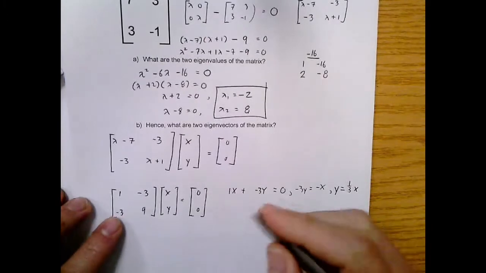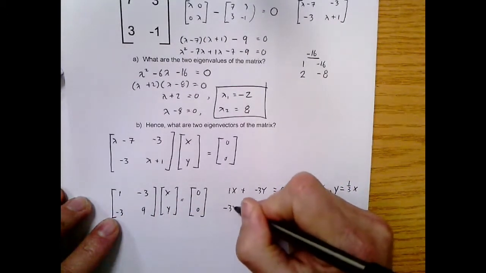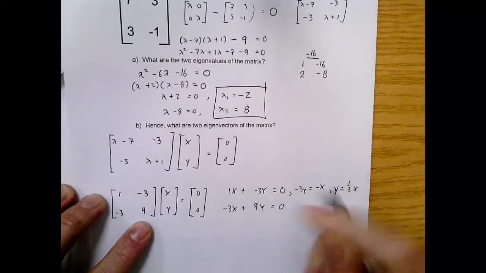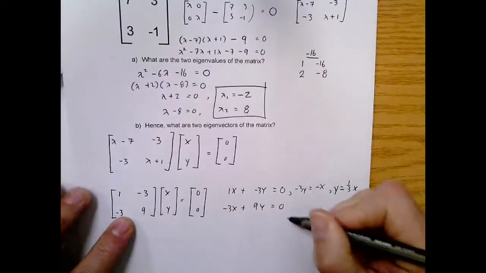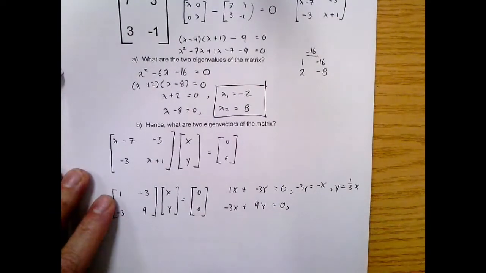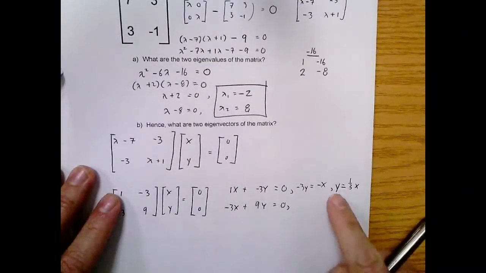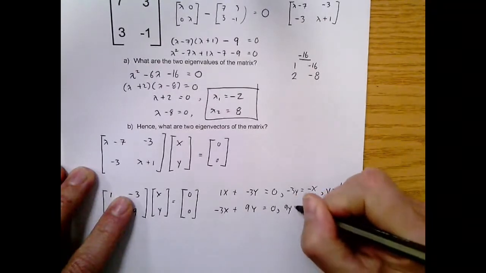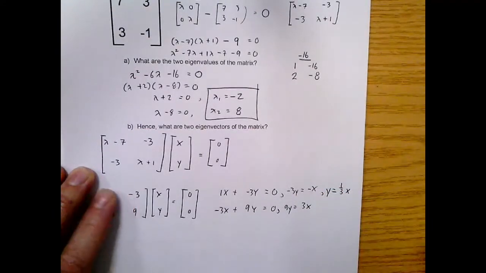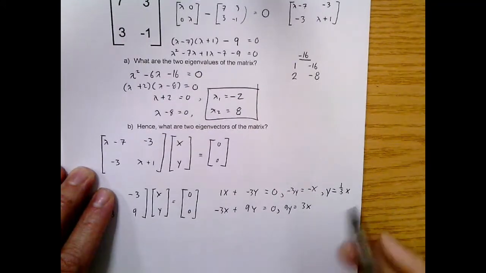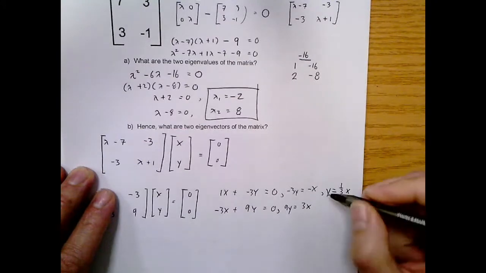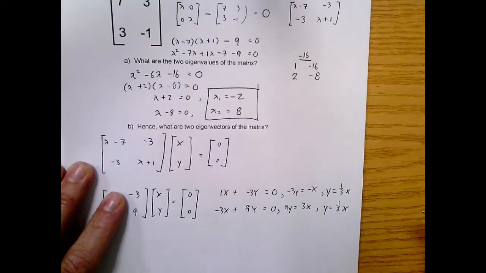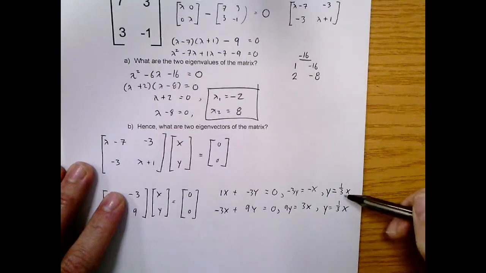Coming back over here, we'll say negative 3x plus 9y equals 0. Same idea, we're going to get y by itself, which is finding the output in terms of the input. So we add 3x to both sides, so we get 9y equals 3x. Divide both sides by 9, and y equals 3 over 9x, which is the same as 1 third x. Y is 1 third x. That's a very good sign, because they should both create the situation. That's how we know we did a good job.